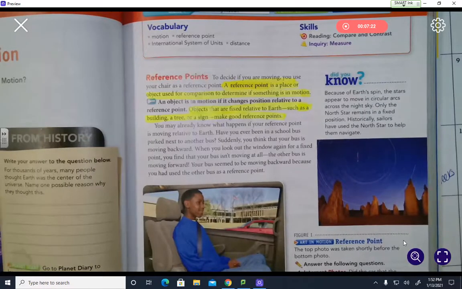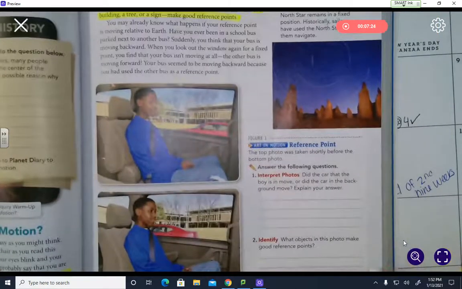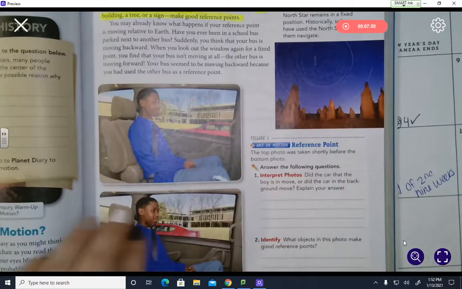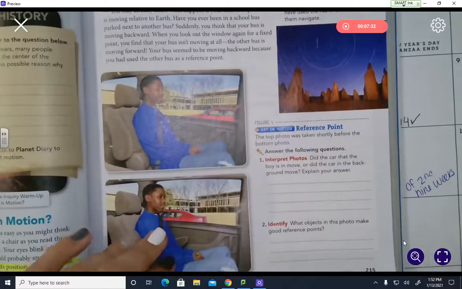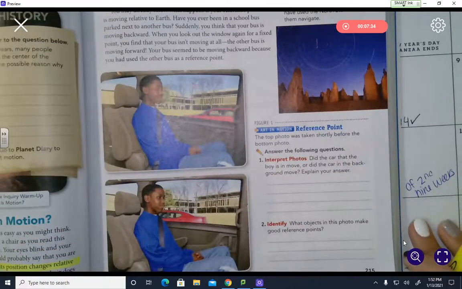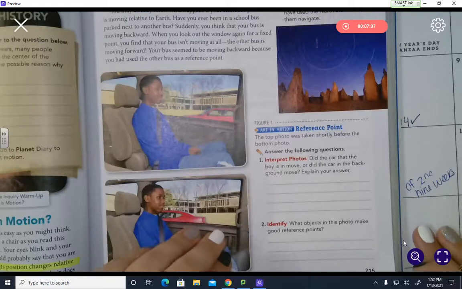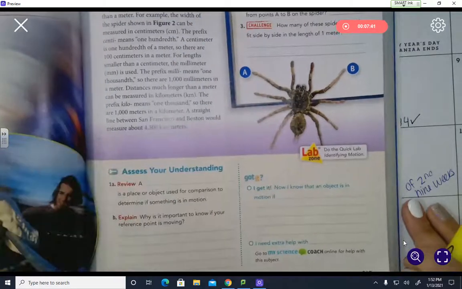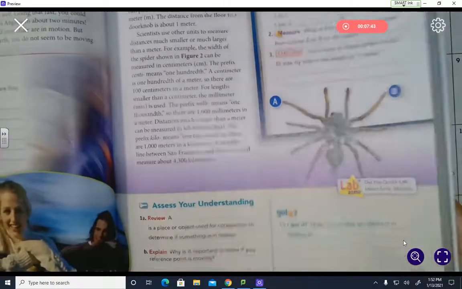Awesome. So number 1, did the boy's car move or did the car in the background move? Number 2, which objects make good reference points? Pause the video and answer it right now. Boom! You unpause the video. Now you're ready to move on.